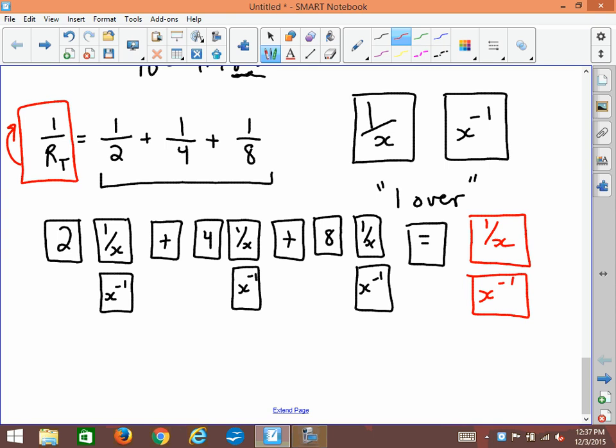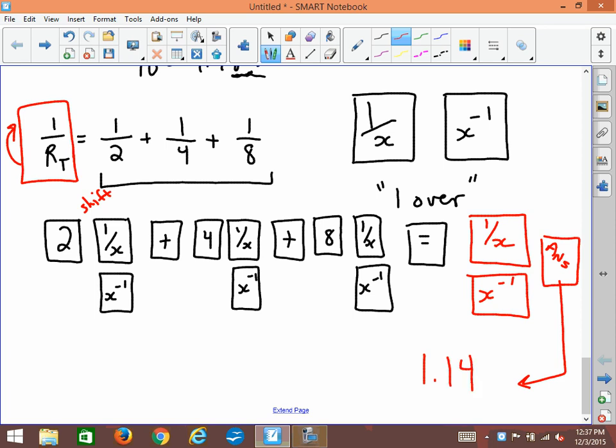2. On my calculator, I have to press shift in order to get my x to the minus 1, or 1 over button. You may have to press shift too. It depends on the calculator. Then I press plus 4, 1 over, plus 8, 1 over, equals, and then I press my 1 over one more time. The answer should come out to 1.14.